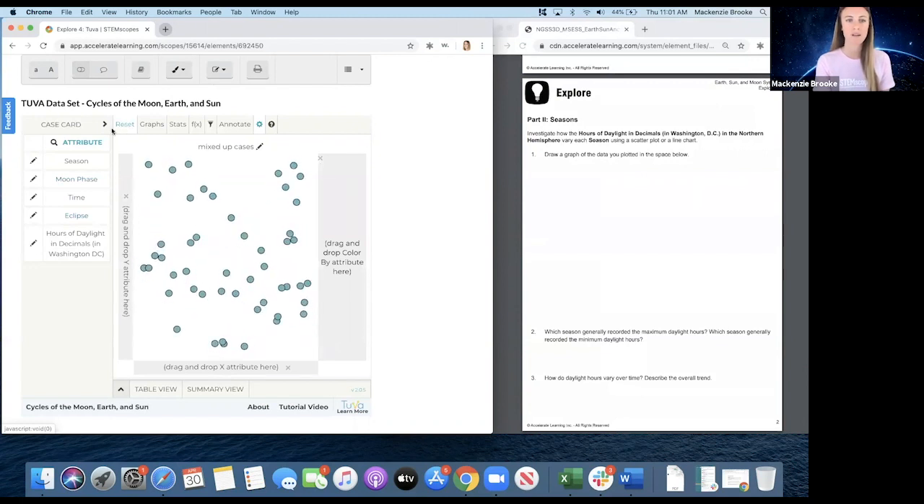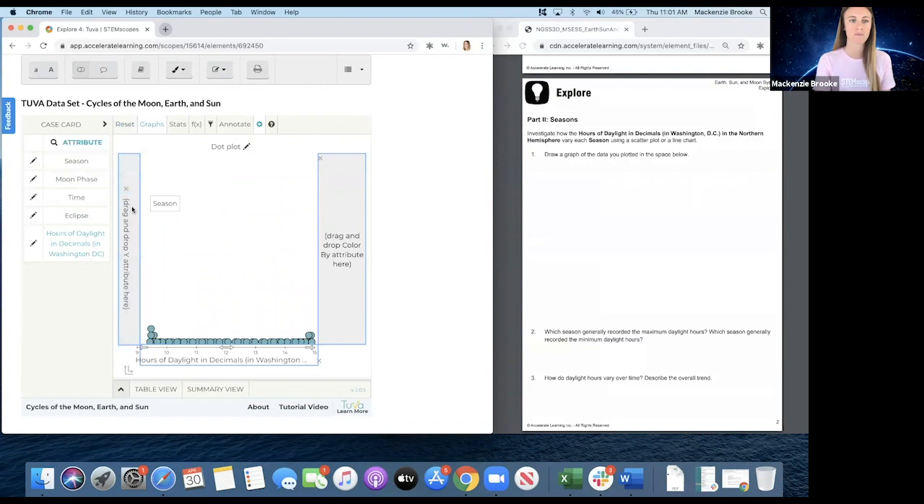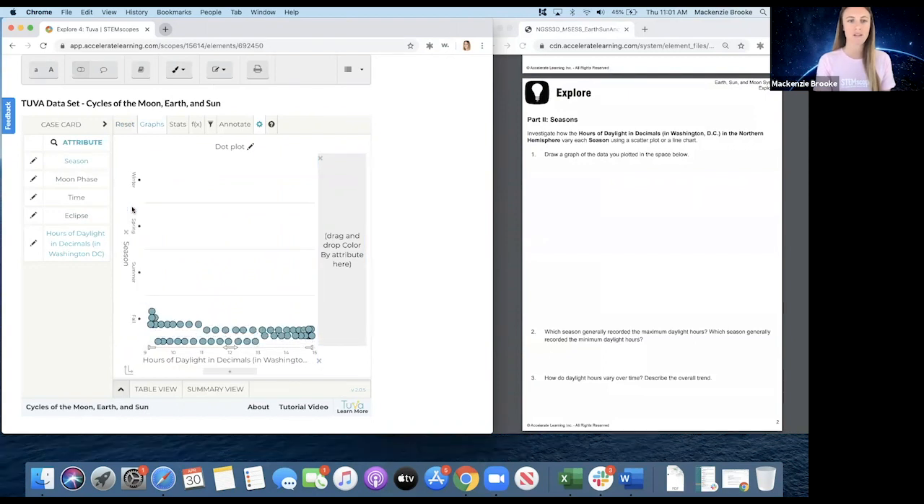All right, and so now we'll want to see hours of daylight. So we'll drag that to the x-axis. Then we're going to drag season to the y-axis. Okay, what do you guys notice? Go ahead and draw the graph that was plotted here in the space below.